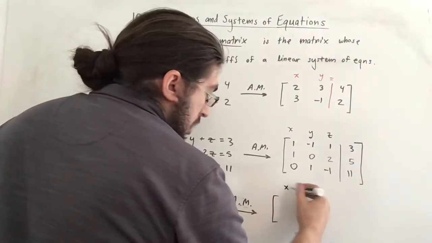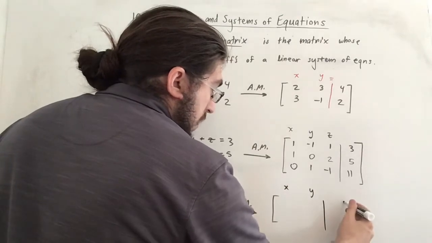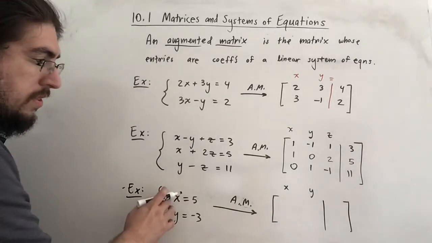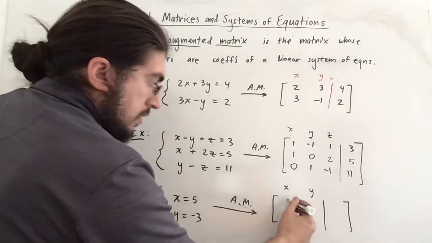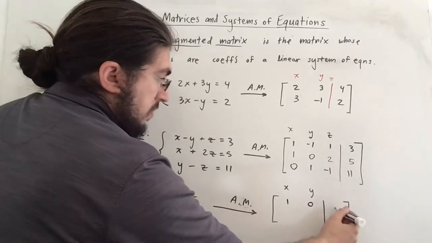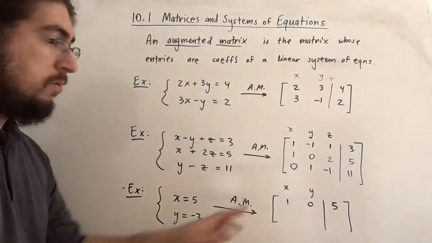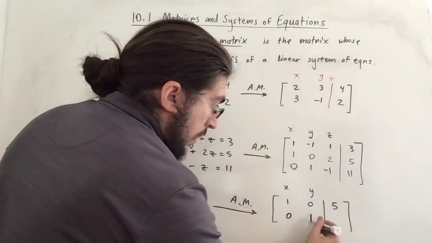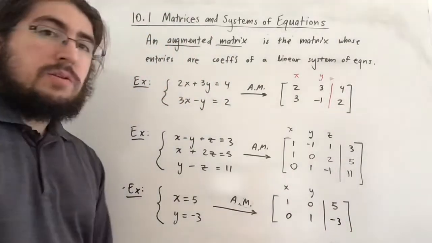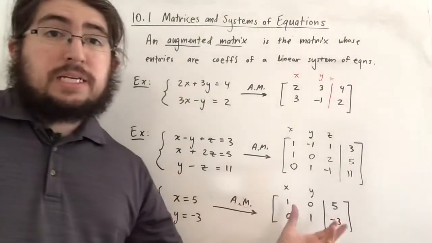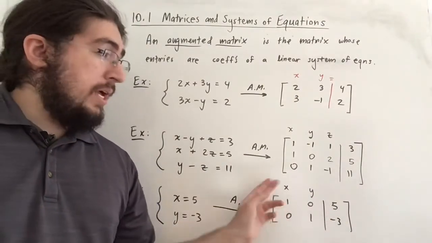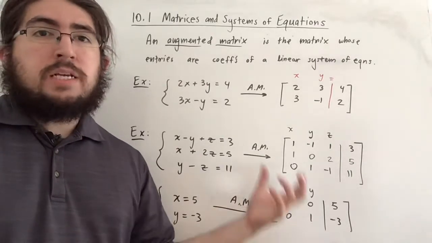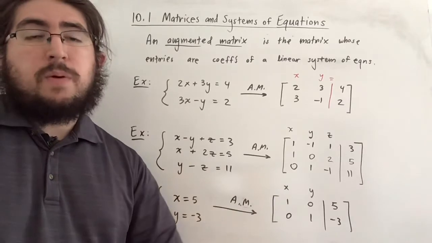So remember, we have an x column, we have a y column, and then we have an equal to bar. So now notice here, there is 1 in front of x, there is no y, and it's equal to 5. So this corresponds to x equals 5. For the bottom, we have 0 x's, 1 y, and is equal to negative 3. So this is our indicator that we've actually finished, and our solution will be x equals 5, y equals negative 3. In fact, this is really the goal when using matrices to solve system of equations.